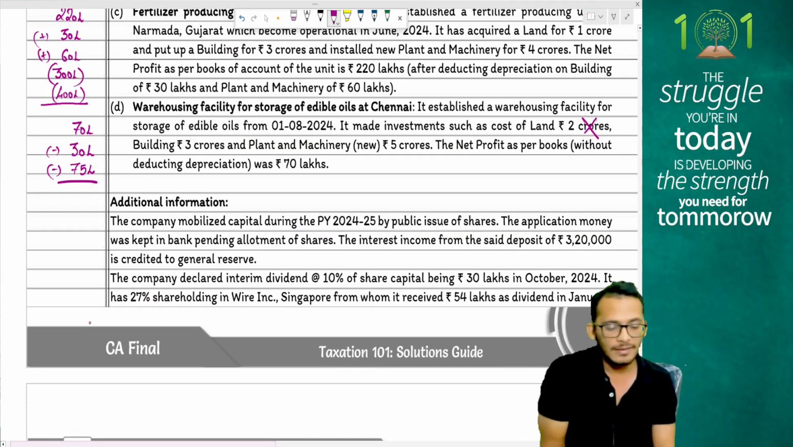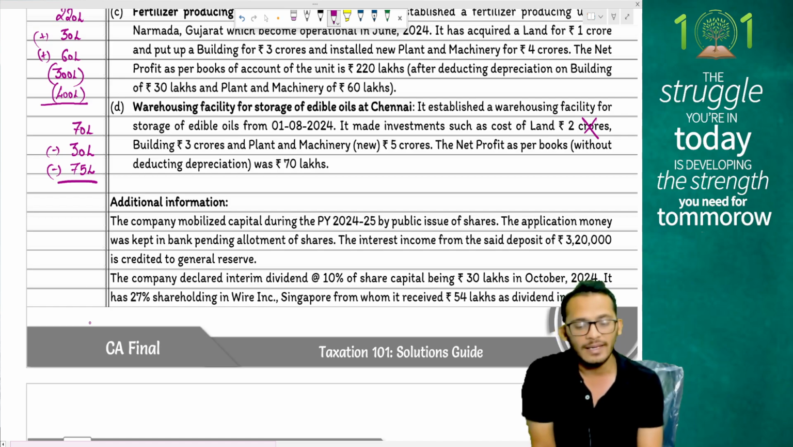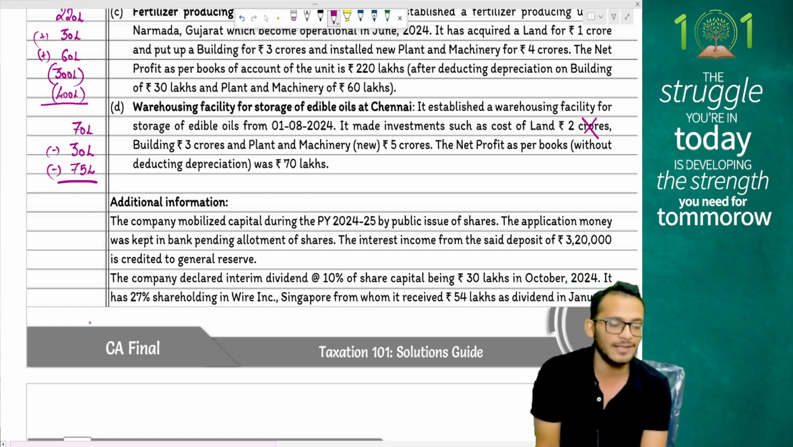Additional information says the company has mobilized capital during 24-25 for public issue of shares. Application money was kept in bank pending allotment of shares. Interest income from the said deposit is 3,20,000 and is credited to general reserve account.